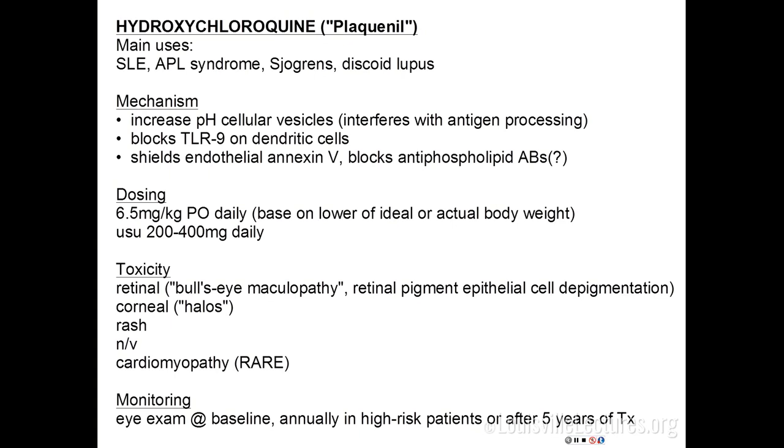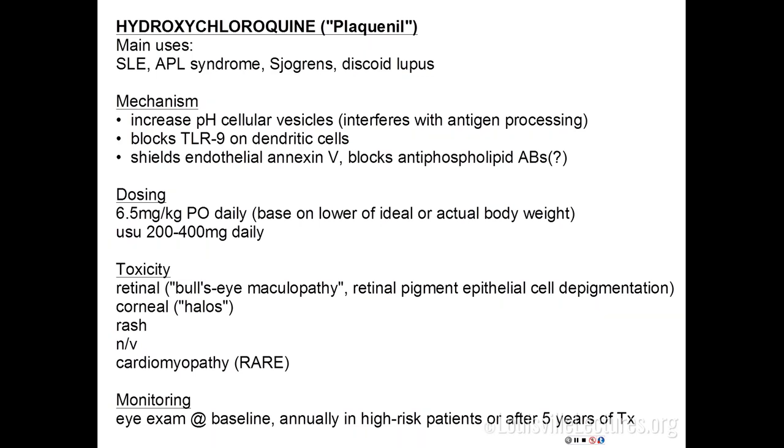Its mechanism, it probably acts through a couple of different ways. It increases the pH of cytosolic vesicles. It sort of interferes with the garbage disposal system of the cell. And it's felt that if you interfere with that, then the cells can't process antigens and load them onto MHC2 receptors. So Plaquenil probably interferes with that. It blocks toll-like receptors 7 and 9. Those are the non-specific pattern recognition receptors. And then we use it for antiphospholipid syndrome because it seems to block one of these phospholipid mediators that is involved in antiphospholipid syndrome.